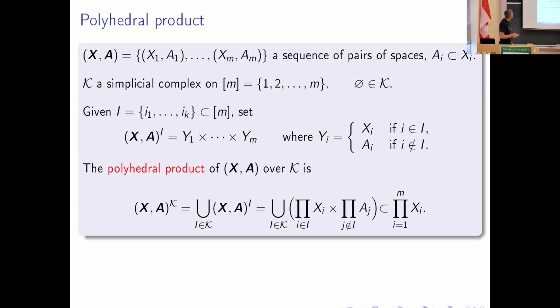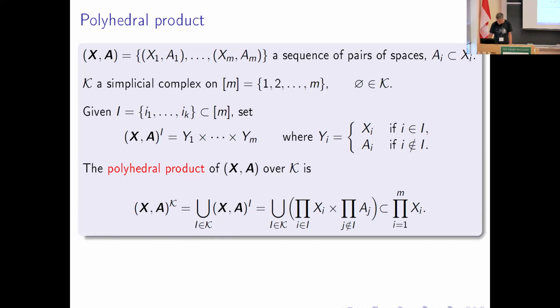So I'll briefly remind what the polyhedral product is. In the standard setting, you start with a collection of M pairs of topological spaces, and a simplicial complex on M vertices. And then you form this product of smaller spaces and bigger spaces for every particular set of indices. So it's a product of Y1 through Ym, where Yi is the bigger space if i is in your set, and it's the smaller space when i is not in your set. And then you take the union of all those things over the simplices in your simplicial complex. That's what's called the polyhedral product over a simplicial complex.